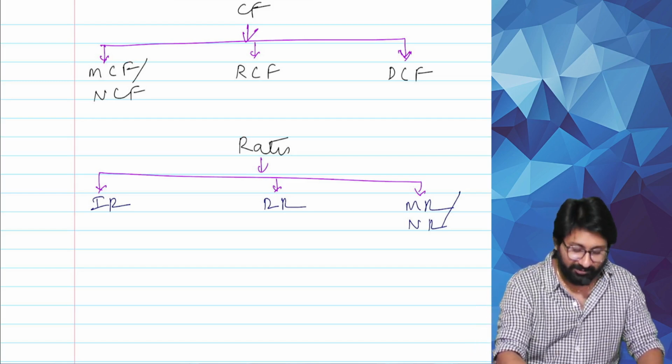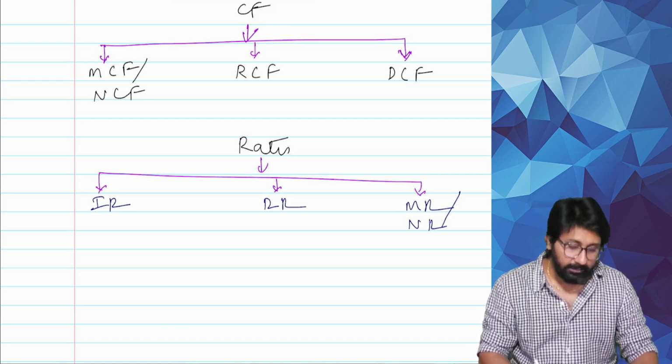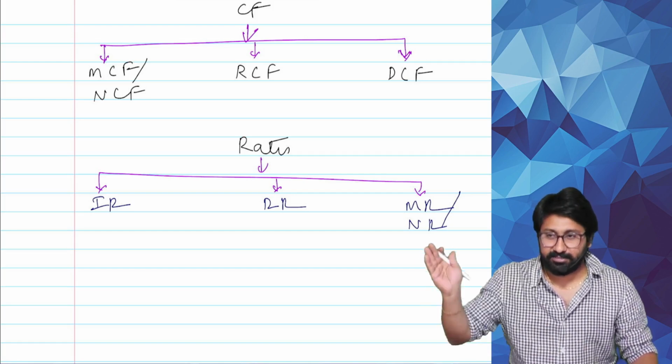Tell me, what is the first cash flow? Second, third. What are the three rates?